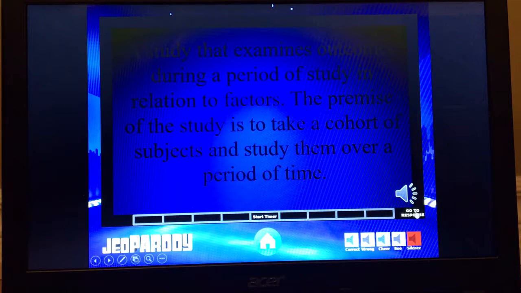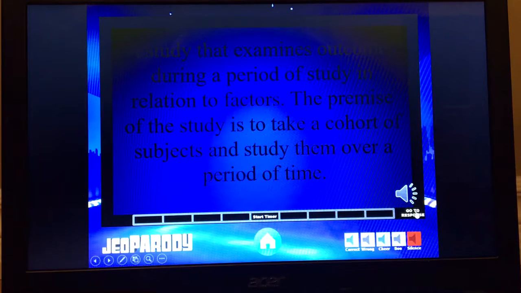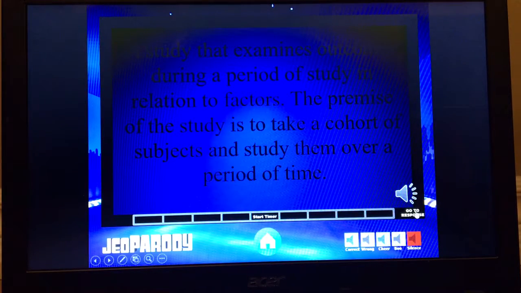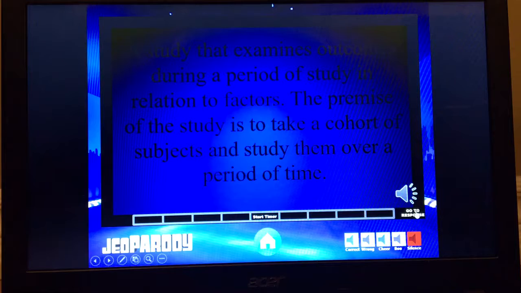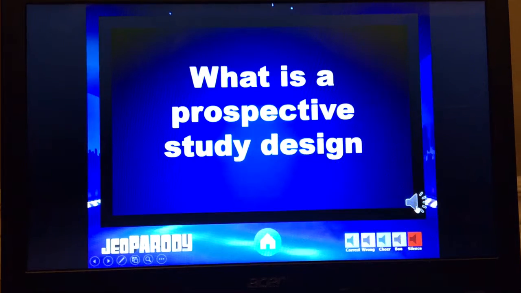A study that examines outcomes during a period of study in relation to factors. The premise of the study is to take a cohort of subjects and study them over a period of time. What is a prospective study design?